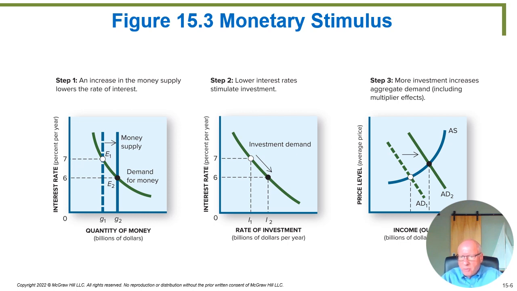So it's basically a 3-step theory. The Federal Reserve increases the money supply, drives down the interest rate. The lower interest rate stimulates investment. The stimulated investment increases the aggregate demand for goods and services in the economy. The economy recovers. So that would be an example of monetary stimulus, or a policy of monetary stimulus where the Federal Reserve increases the money supply.